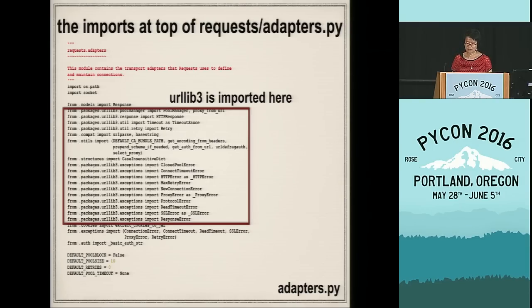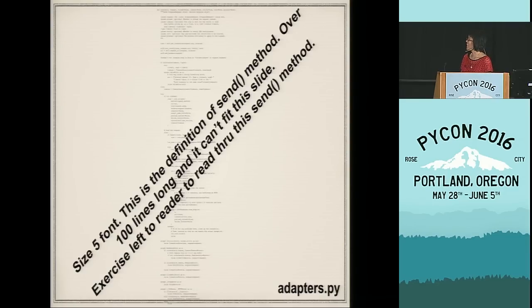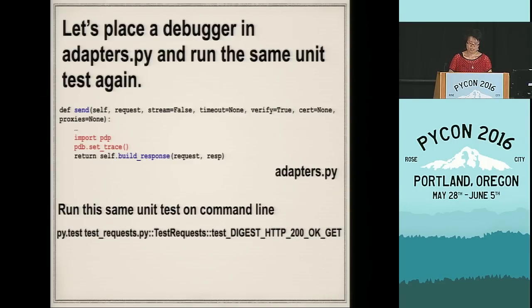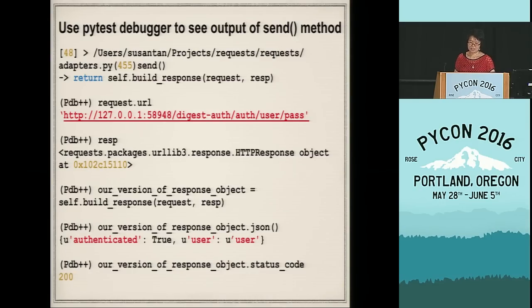So to go back to what the send method is doing from previously, we can go even deeper and look at the send method. And there's a lot going on here. The send method makes use of many different urllib3 functionality to be able to create a response from it. So I'm curious about what this send method is doing and what the final output is. So I place a breakpoint right before the return statement happens to see what the response is. And I run the same unit test on the command line, so that way I only get the results for that test.